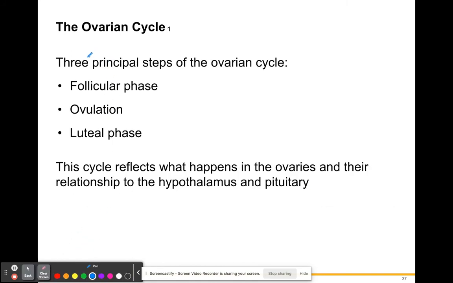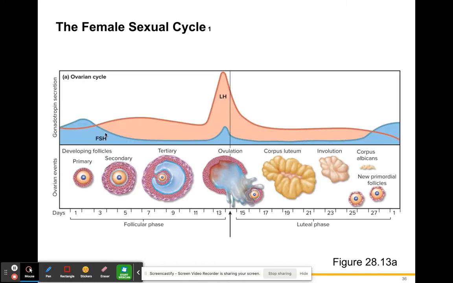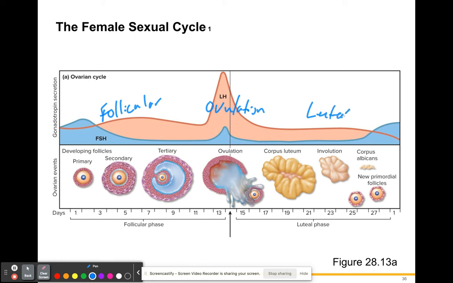So there are 3 principal steps of the ovarian cycle. You have the follicular stage, the ovulation, and the luteal phase. This cycle reflects what happens in the ovaries and their relationship to the hypothalamus and the pituitary. If we go back one, we can see the different phases. Here's our follicular phase, here's our ovulation phase. Follicular phase, ovulation phase, luteal stage.